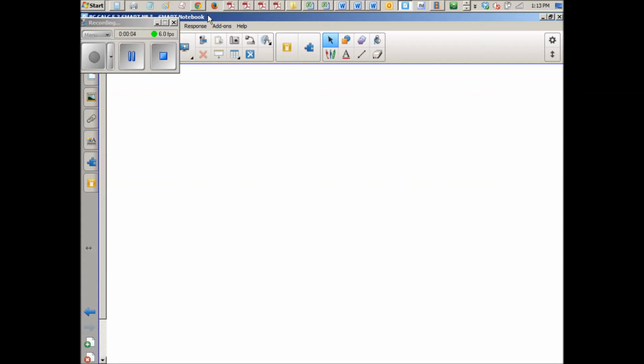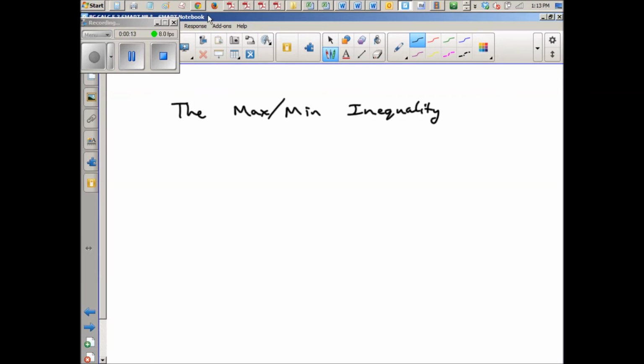Let's talk about the max min inequality. Okay, this is really simple to understand. Let's say you have a function and it goes between A and B. So something like this. Maybe try to draw what I drew, because for this example, I want it to go down first and then up again and then back down. Okay, so this is at A and this is at B.